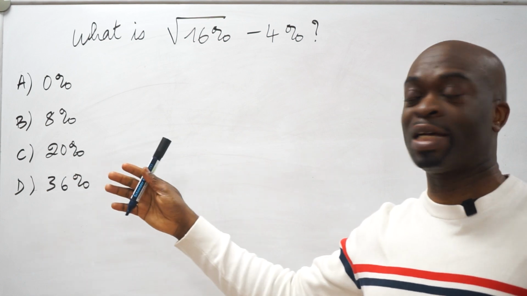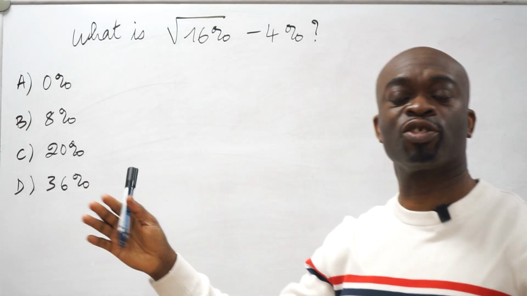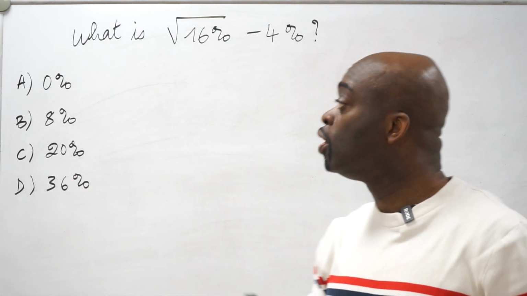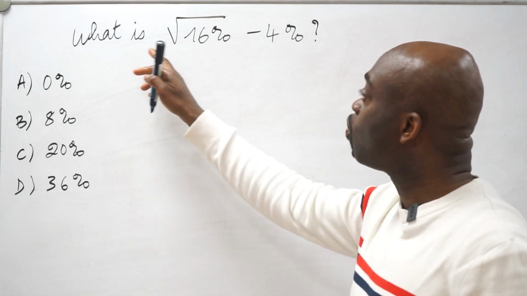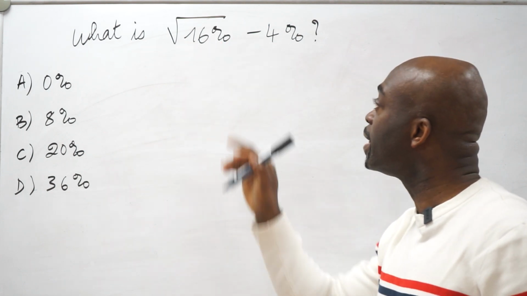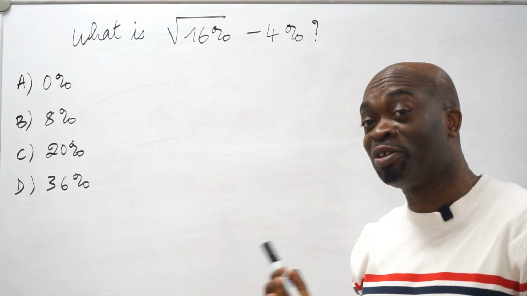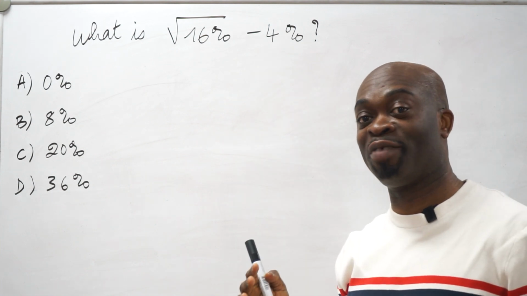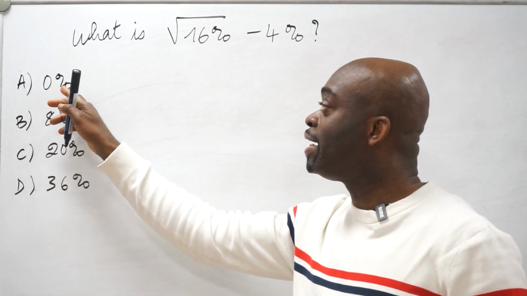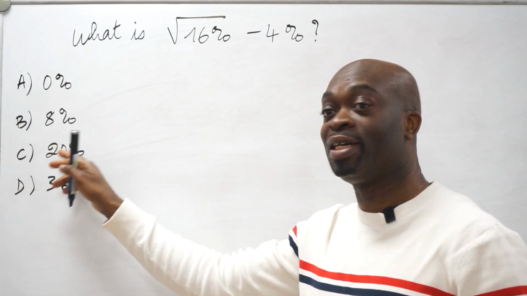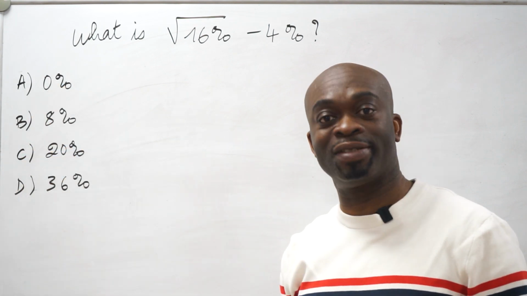So guys, we have a question like this, for example, on the SAT test or any other test, of course. Okay, it doesn't only have to be on SAT. So what is the square root of 16% minus 4%? Very tricky question, right? You've got to be very careful as you have a square root there. So what are the possible answers? A, 0%, B, 8%, C, 20%, D, 36%.